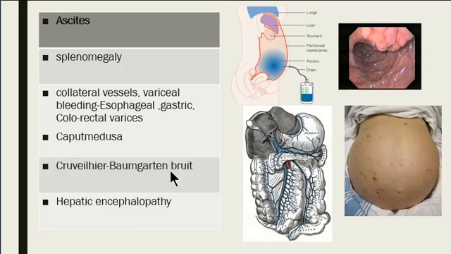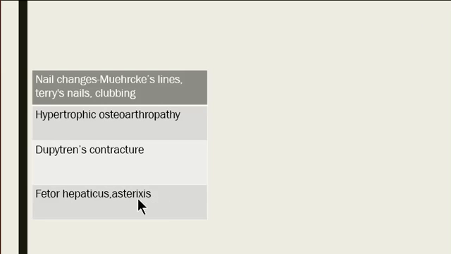The next thing we have is the Cruveilhier-Baumgarten murmur, which is a venous hum that is heard in the epigastric region on examination with a stethoscope. Finally, I've written here hepatic encephalopathy. Now, because of again liver dysfunction, there is a buildup of ammonia in the circulation, and this can damage the brain. Now, one of the clinical findings of hepatic encephalopathy is also asterixis. So we'll discuss this in a bit.